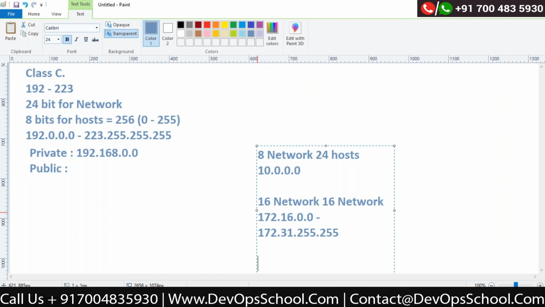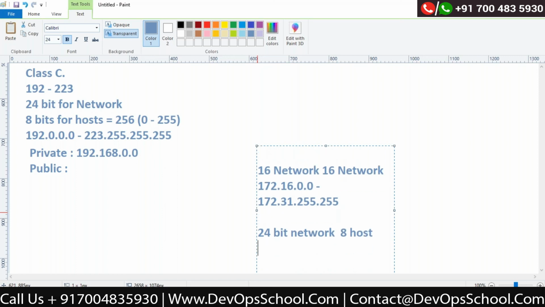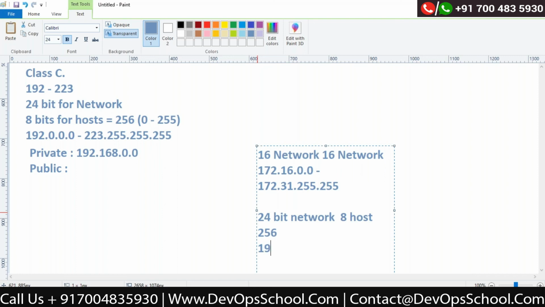And in class C, what we said, 24 bits for network. That means I can create so many networks, and only 8 bits for host. That means per network, how many computers can be connected? 256. But here, the number of networks is very high. The number of hosts per network would be less, but the number of networks would be 2 raised to 24. Correct? So for the IP addresses which we are using in class C, anything starting from 192.168.0.0 up to 192.168.255.255, this complete range would be free for you.